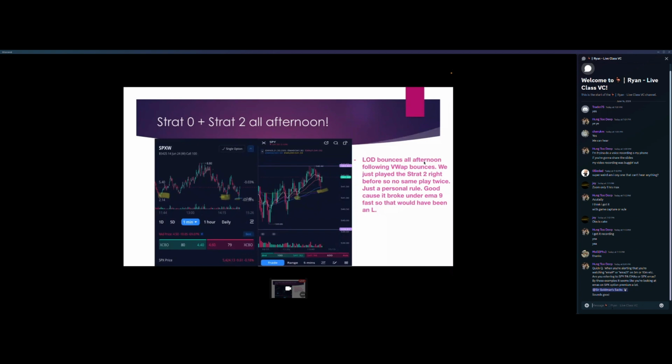So lower day bounces all afternoon following VWAP bounces. I think I said strat 2 because I got confused with VWAP on SPY, but remember VWAP for strat 2 is XPX, not SPY. So even myself I got confused. This is strat 1, strat 1, strat 0, EMA and VWAP. We're using VWAP here though.